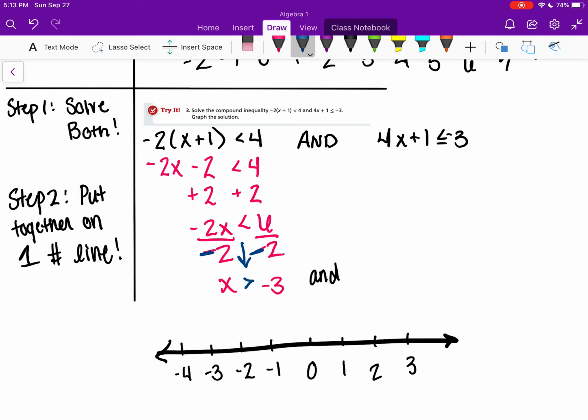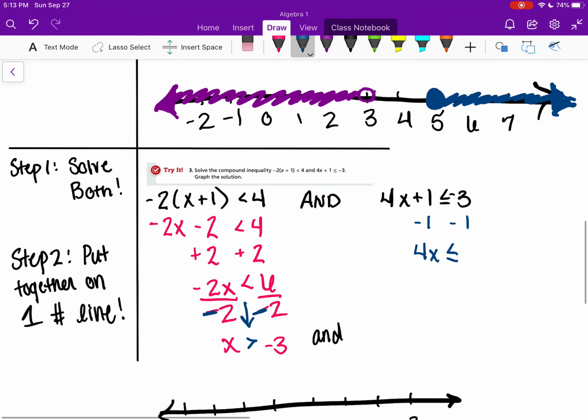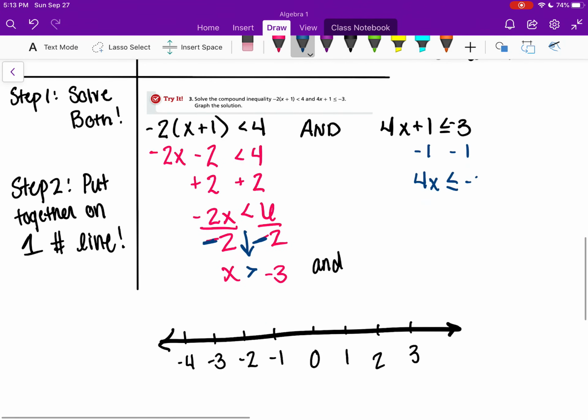And let's solve this last one. Let me subtract 1 from both sides. 4x is less than or equal to negative 3 minus, oh, that's a positive 3. Oh no, it is a negative 3. Okay, negative 3, we take away 1 is negative 4. If we divide by a positive 4, notice how we're dividing by a positive number, so I don't actually have to flip that sign around. X is less than or equal to negative 1.